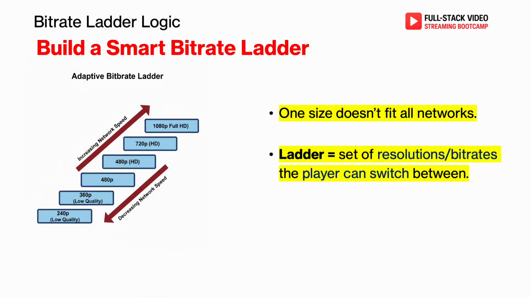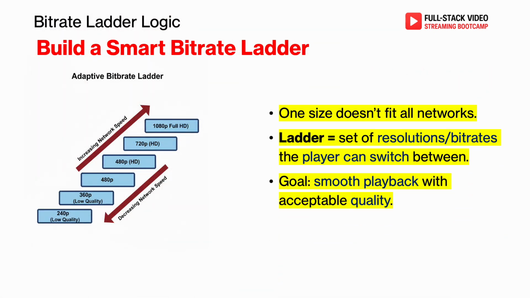Imagine riding a bike. Low gears for uphill, high gears for flat roads. So a bitrate ladder is like those gears? The player shifts between video qualities depending on the network? Exactly. From 240p all the way to 1080p. Smooth playback depends on having the right rungs in that ladder.